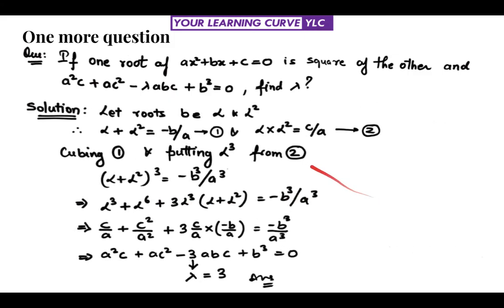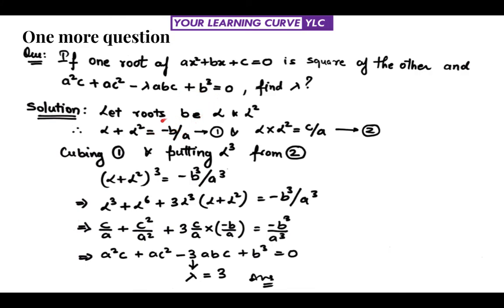For solution, we again assume the first root as alpha and the second root as alpha square, because it is given that one root is square of the other. So you get alpha plus alpha square, that is sum of roots, is minus b by a, and alpha into alpha square is c by a, that is product of roots. You need a square c, ac square, lambda abc, plus b cube.